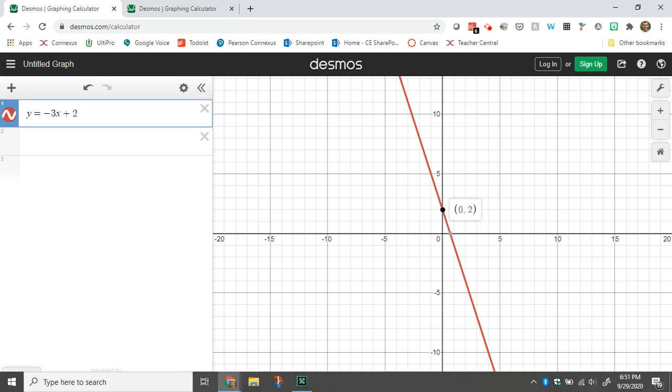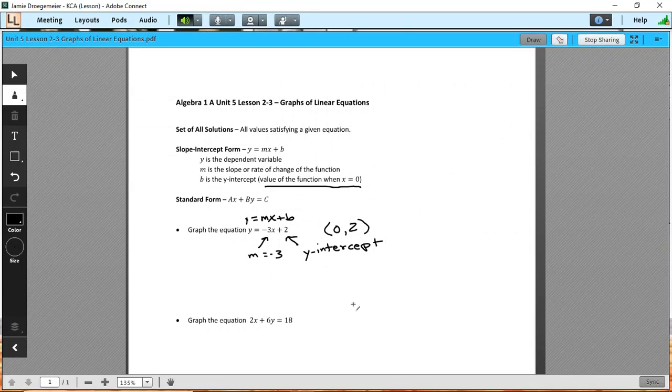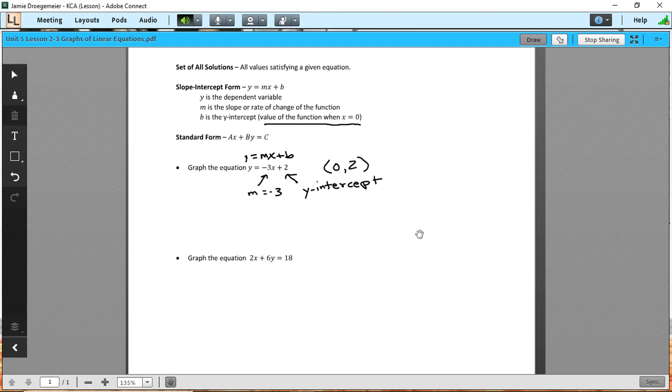All right, let's take a look at the other example that we have here. That's the second equation, which is in standard form. So standard form is ax plus by equals c. So a would be 2, b would be 6, c would be 18. Those are the coefficients with the variables, and then our constant here.